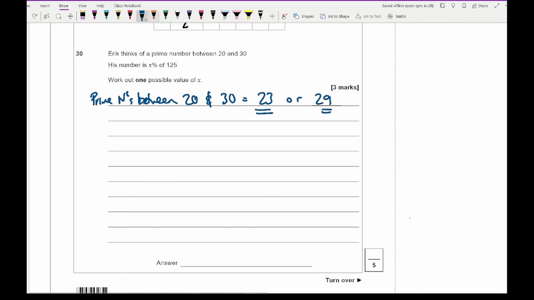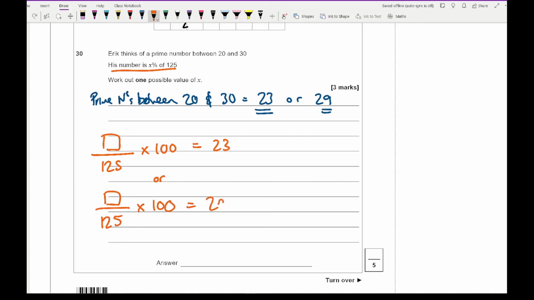Now from this second point here, what we've got is this value divided by 125 multiplied by 100 is either going to equal 23, or this mystery number of x is going to be 29 divided by 125 times 100. So these are our values of x. So what we need to do is do a bit of rearranging. Now you don't need to do both, you only need to do one of these, as it says here. So if you do both, you might lose marks, and make sure you're only doing one of these.